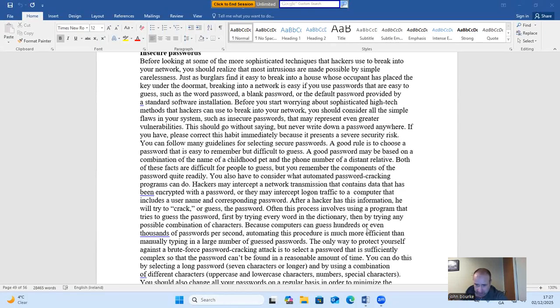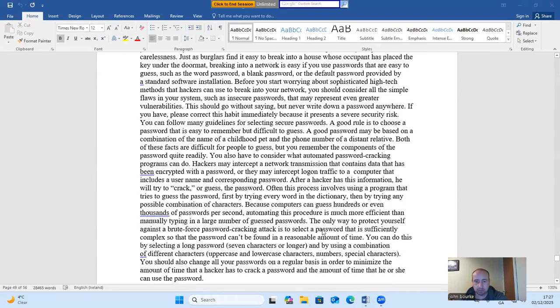Because computers can guess hundreds or even thousands of passwords per second, automating this procedure is much more efficient than manually typing in a large number of guessed passwords. The only way to protect against a brute force password cracking attack is to select a password that is sufficiently complex so that it can't be found in a reasonable amount of time. You can do this by selecting a long password, 7 characters or longer, and by using a combination of different characters: uppercase and lowercase characters, numbers, and special characters.